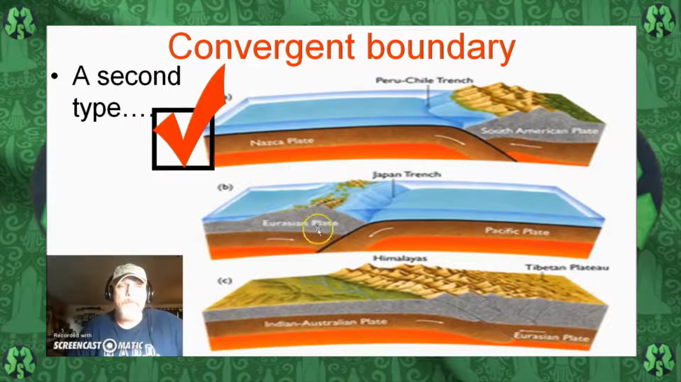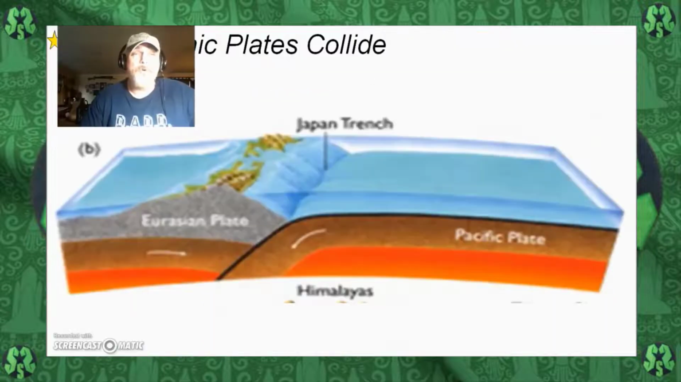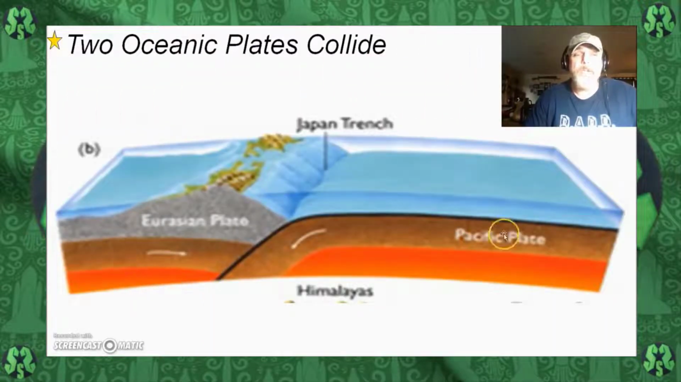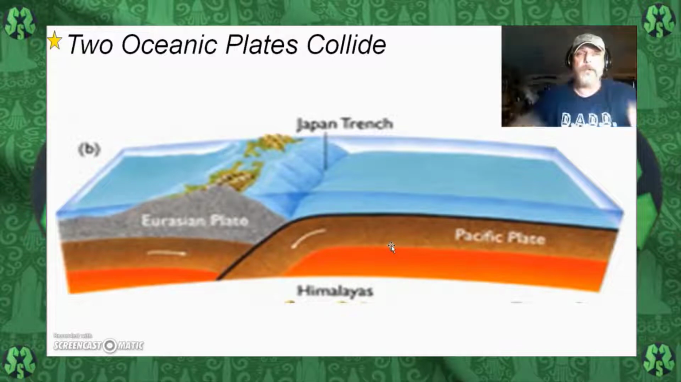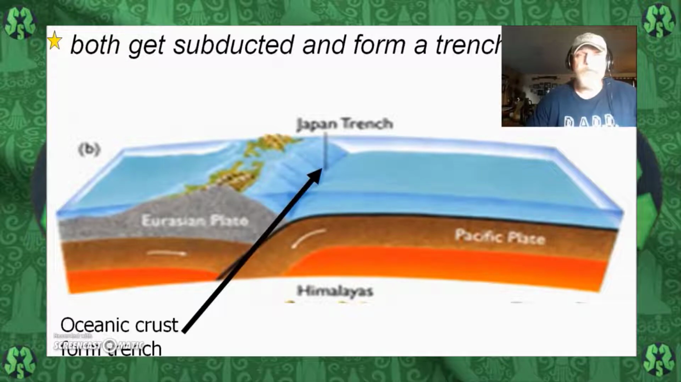Now, that's the first type, where you had oceanic versus continental. The second type is two oceanic plates colliding. So we have oceanic versus oceanic. Now we have two dense, thin plates that are going to be colliding. What do you think is going to happen if the two dense plates collide? And this is occurring right off the coast of Japan.